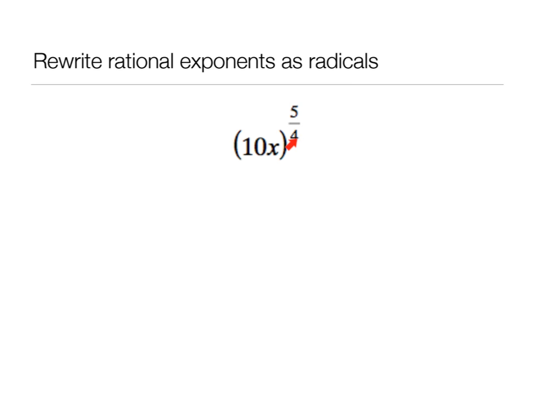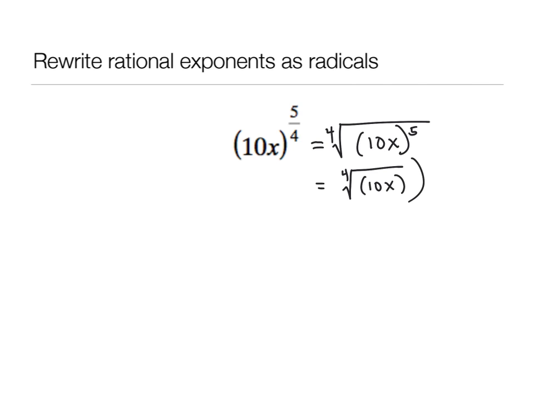As you look at this, the denominator of this rational exponent is the index of your radical, and the numerator is the exponent that goes on the radicand. So I would rewrite this as the fourth root, that's the index, of the quantity 10x to the fifth power. It can also be written as the fourth root of 10x, quantity to the fifth power. Either way is correct.